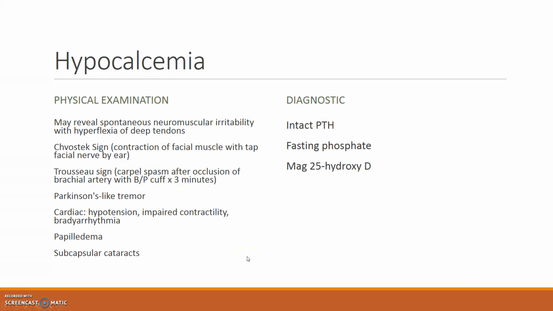Diagnostically, you're going to look again at that fasting intact parathyroid hormone, fasting phosphate, magnesium, 25-hydroxy vitamin D. You can review those. I'm most interested in you knowing about the parathyroid hormone and the vitamin D level, okay?